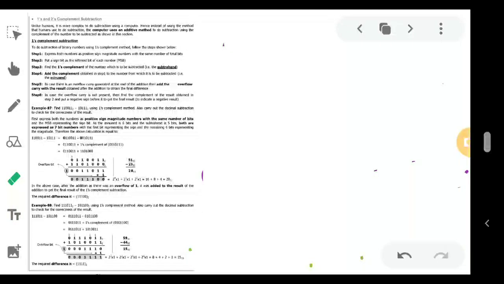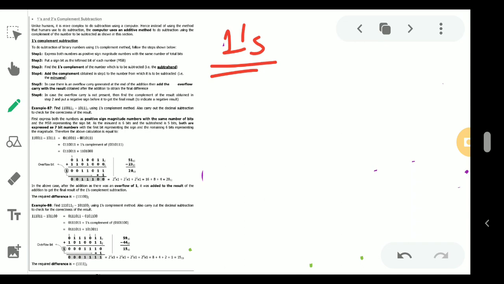So we have already learned the one's complement and the two's complement representation. But today in this lecture session I will discuss the one's complement and two's complement subtraction method. How we can subtract two binary numbers using the one's complement method and using the two's complement method. So let's first start with the one's complement method.